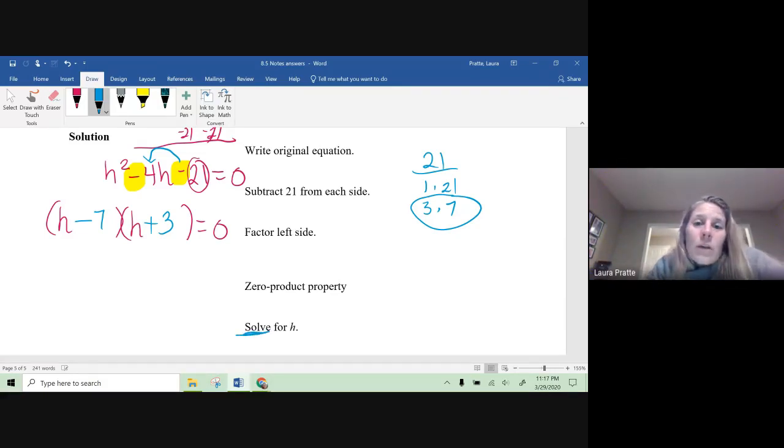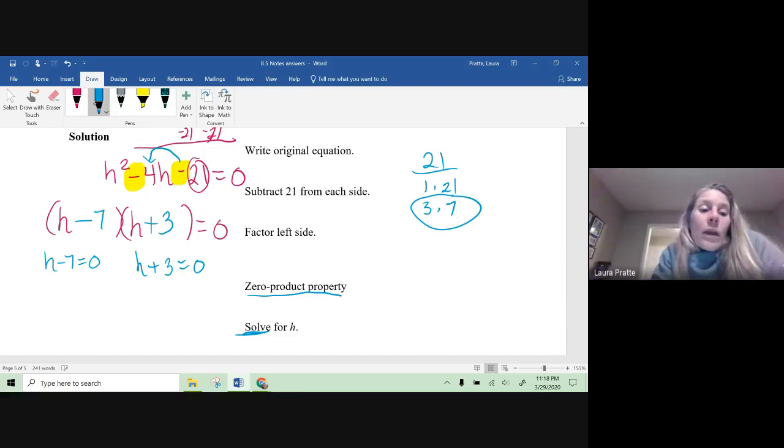And we're going to do something called the zero product property. What the zero product property is, you take each of these factors and you make them their own little mini equation. The reason why you're doing that is because you have two factors here being multiplied together and they have to equal 0. Well, how do you get something to equal 0 when you're multiplying it? It has to be multiplied by 0, right? Any number times 0 is just 0.